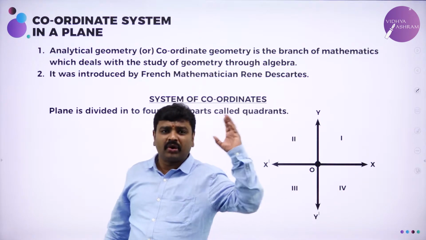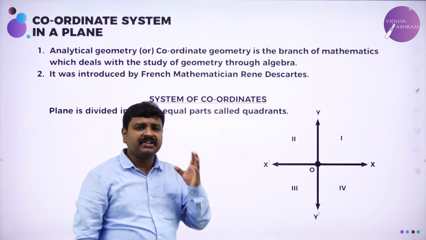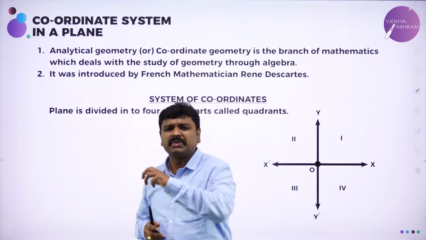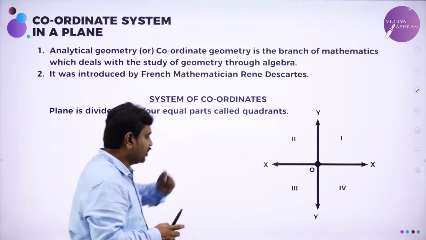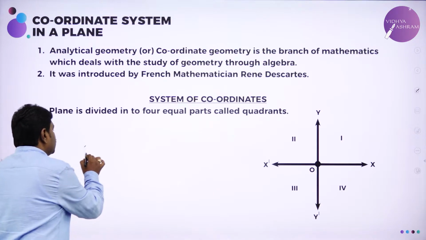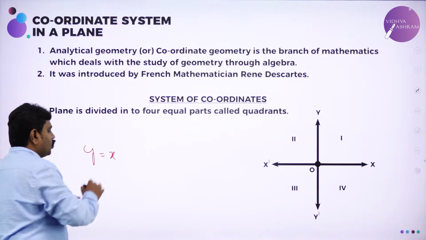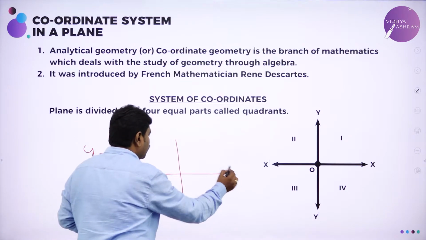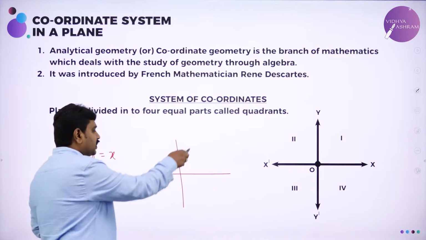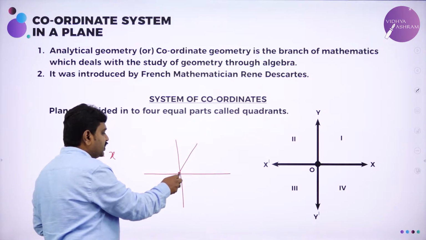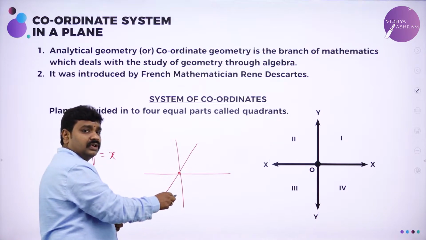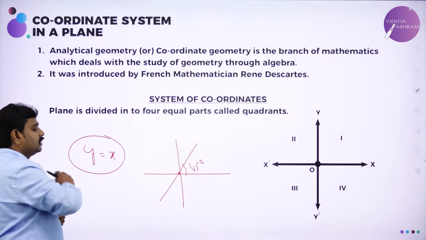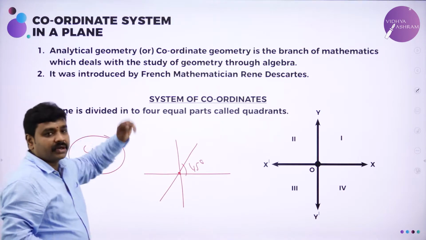So as I told you, analytical geometry or coordinate geometry is a branch of mathematics which deals with the study of geometry through algebra. What is meant by geometry through algebra? Simple. Suppose if I tell y is equal to x, y is equal to x is a line, and if I take the plane and divide it into 4 equal parts, we call this as first quadrant, and the line will be going like this. Means the line divides exactly the first quadrant into 2 equal halves and makes 45 degrees. So this drawing is converted by this equation. That is the beauty of coordinate geometry or analytical geometry.